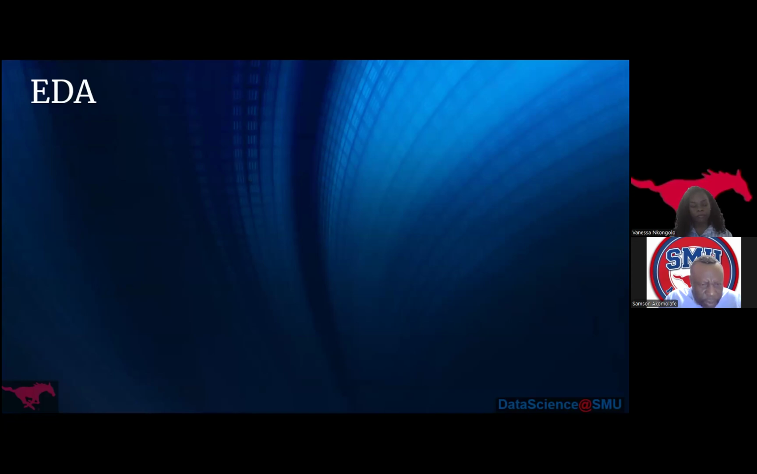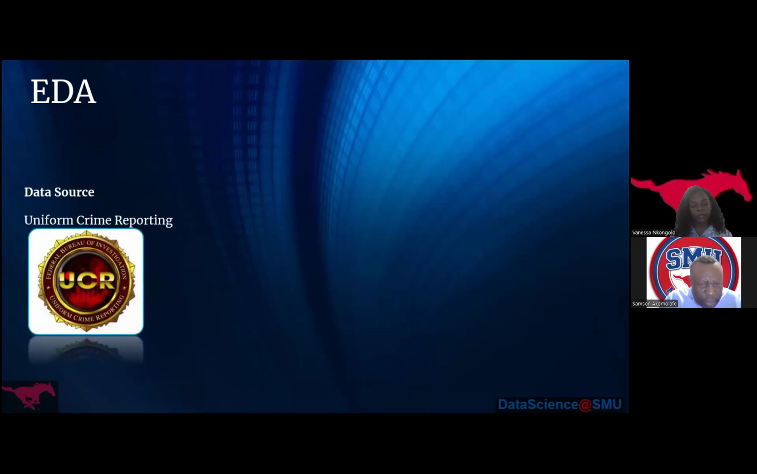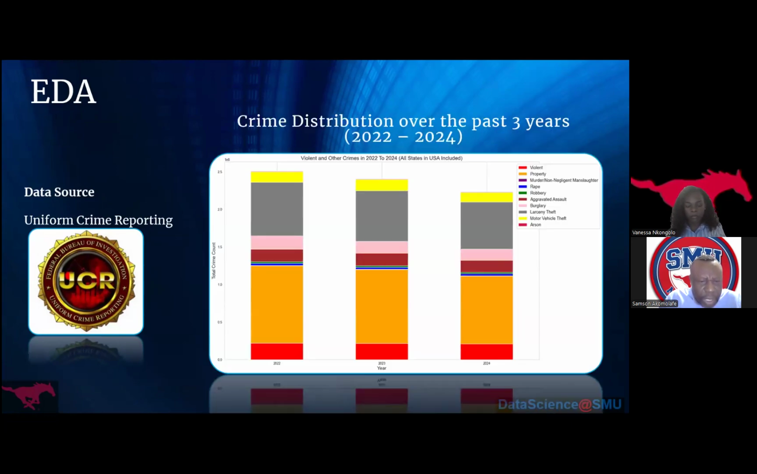The source of our data is the UCR resources under the FBI domain website. And we began with our EDA analysis using this UCR data from 2022 to 2024. The bar chart you're seeing on your screen shows different categorical distributions of crimes, and we use those categories in our analysis.